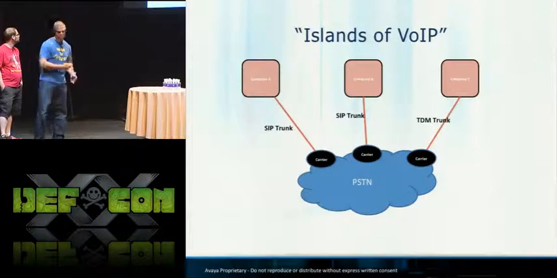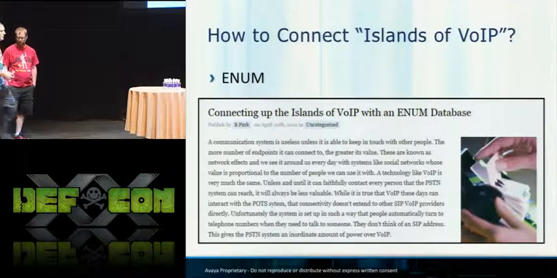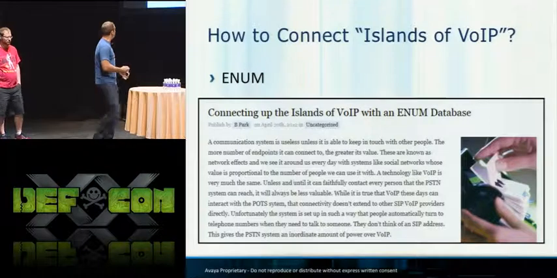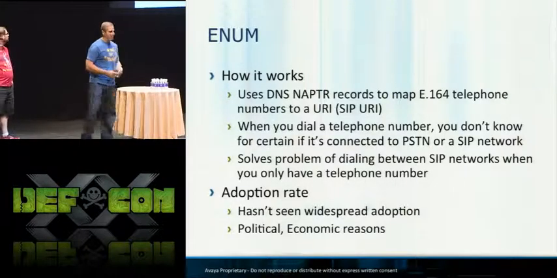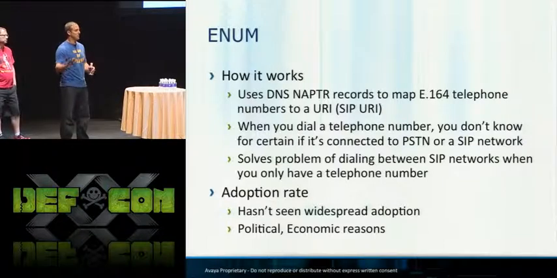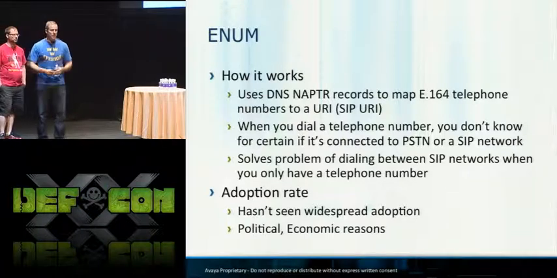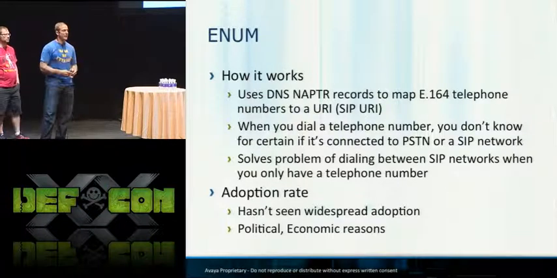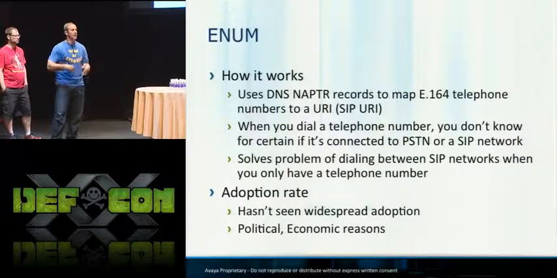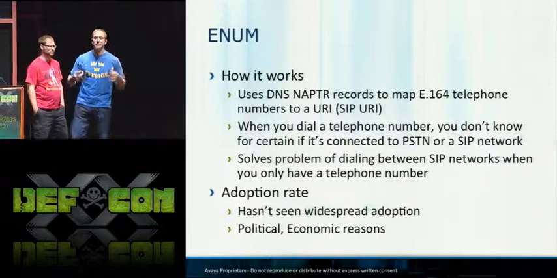Here's another representation of the islands of VoIP idea. One thing that people are talking about with connecting the islands of VoIP is using ENUM. ENUM is basically a special resource record where we map E.164 telephony numbers to a SIP URI. It solves the problem of interconnecting the islands of VoIP because you can look up the number and two different SIP networks can connect to each other directly by dialing by number. So that fits when you're still thinking in terms of dialing by number.